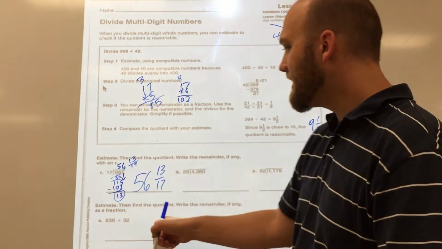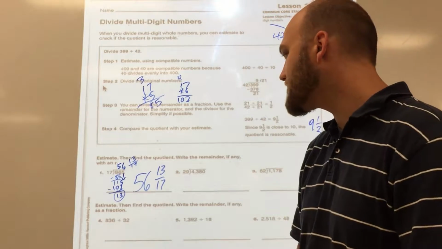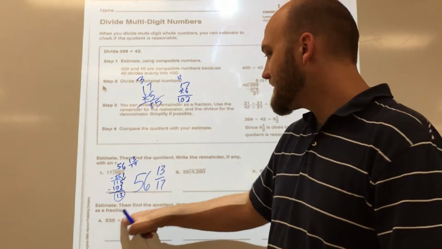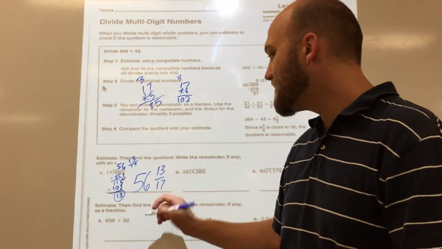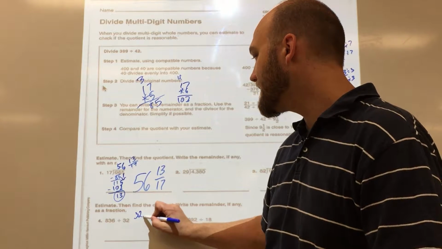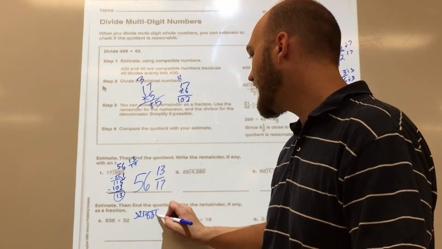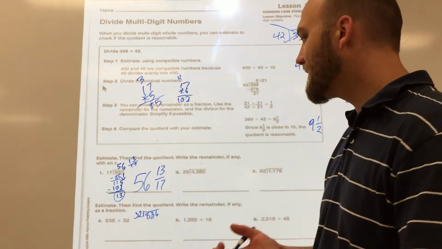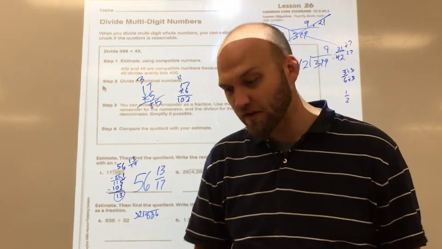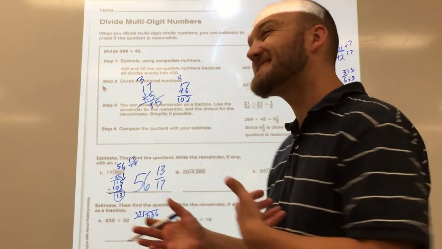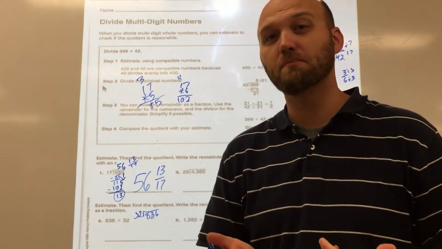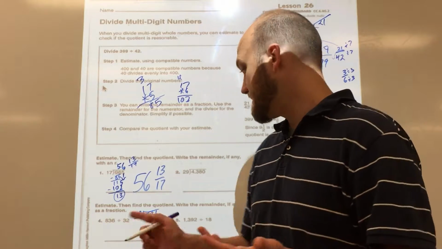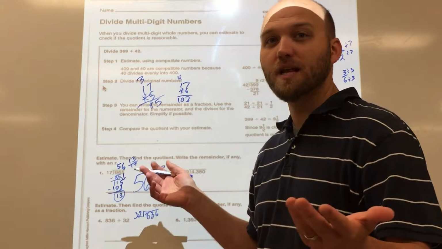So let's come down here and let's estimate and find the quotient. So 836 divided by 32, I'm going to rewrite that. 32 divided by 836. All right, so 32 into 836. Well, 32 is close to 30. 800 is less than 90, so I could try 3. Because 30 times 3 would give me 900.